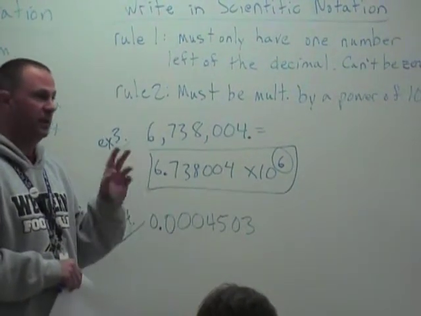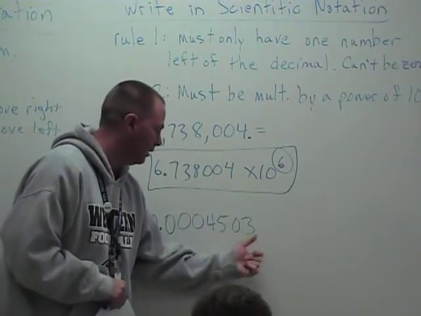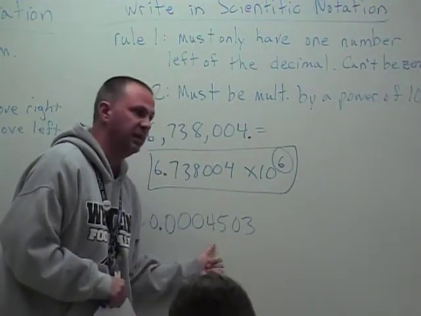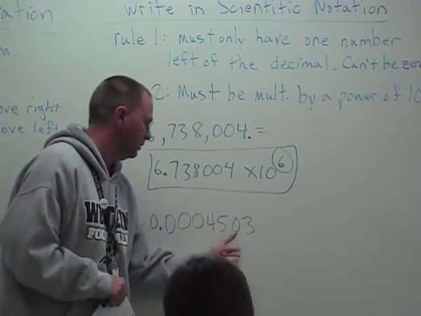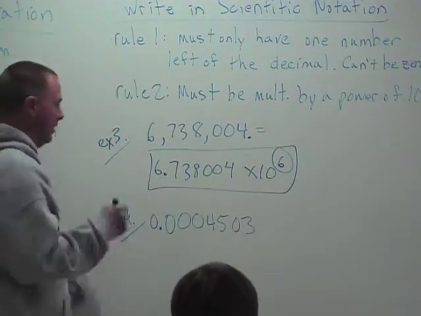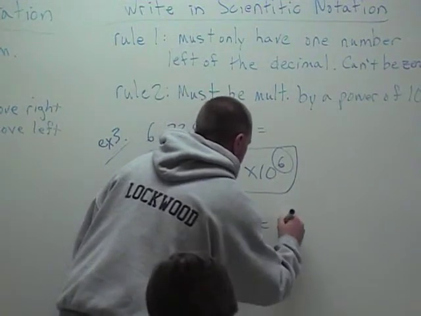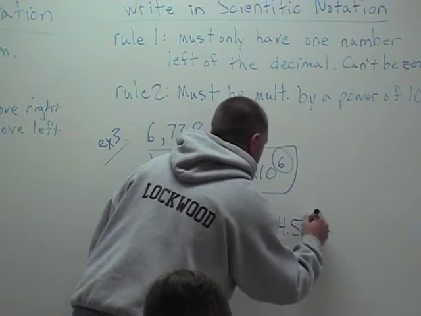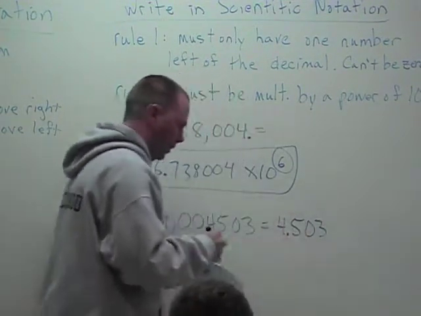Only one digit left of the decimal. If you put it here, how many digits are left of the decimal then? 1, 2, 3, 4. Yes, between the 4 and the 5. All right, so now we're getting somewhere. So 4.503 is where rule number 1 takes us.